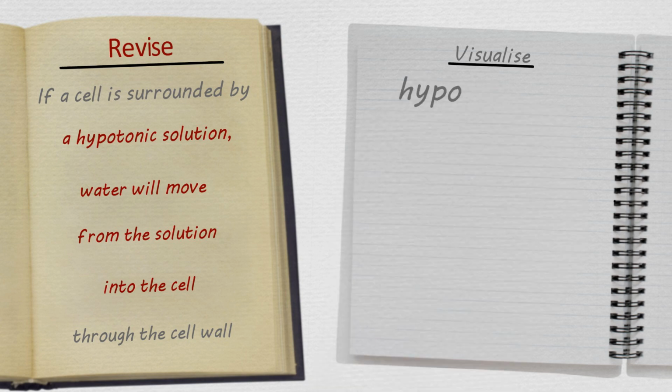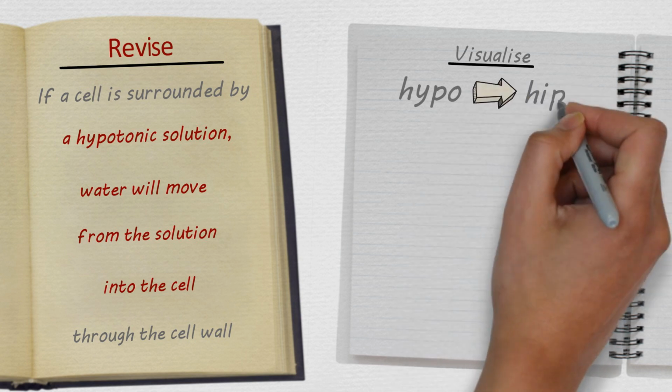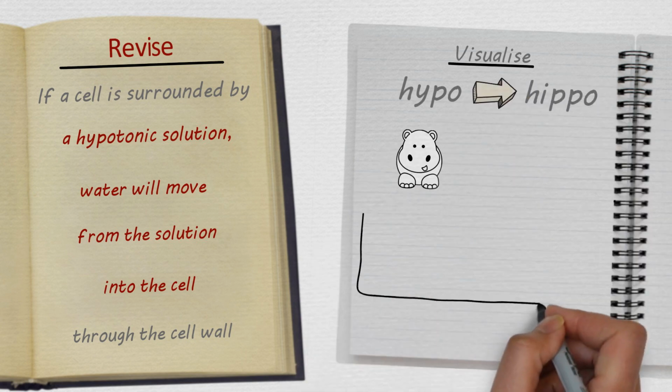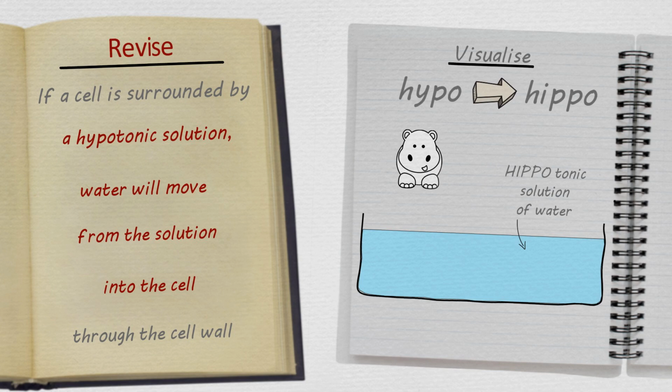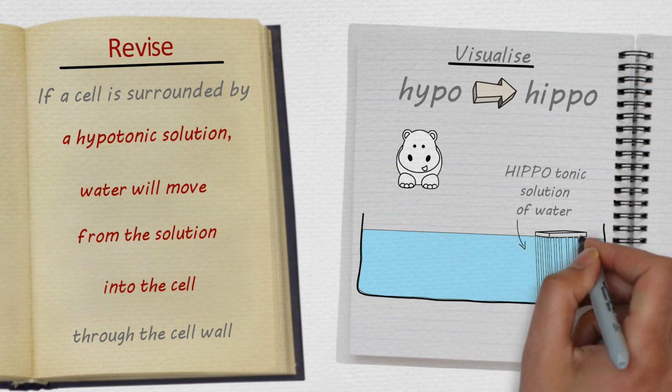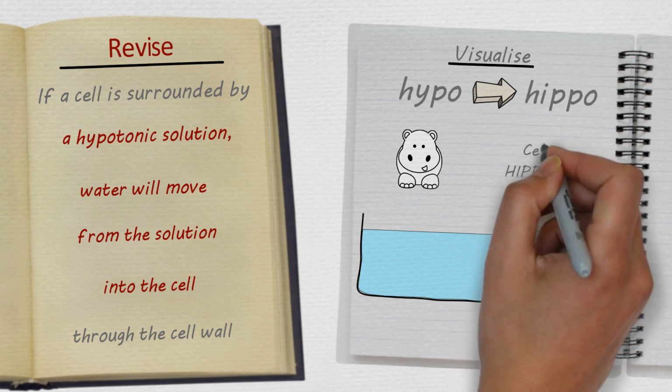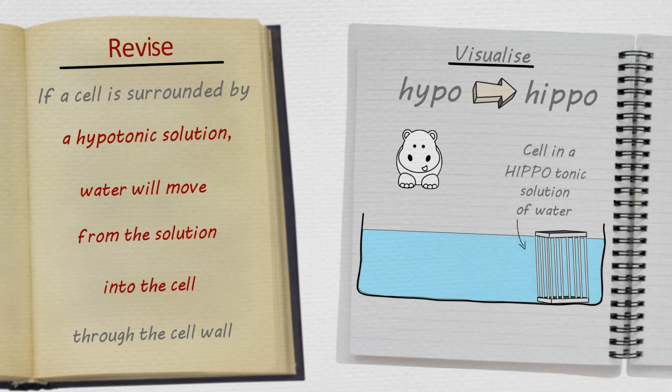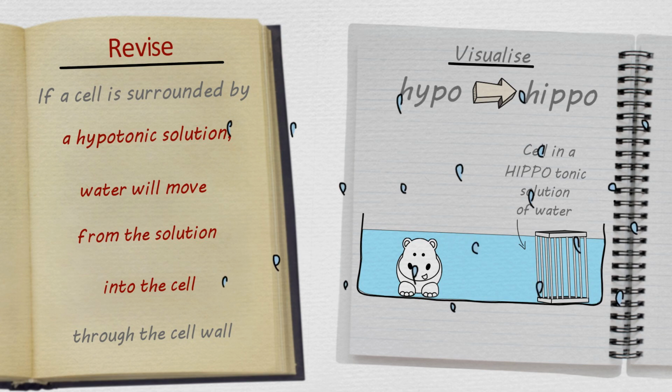When we see hypo in the word hypotonic, we think hippo. So imagine you're in a swimming pool which is made up of a solution of water, like, say, salty water. In the pool, there's one of those shark cages. It's like a cell surrounded by water. And then, a hippo jumps into the pool. What do you do? You get into that cell as fast as you can. Why wouldn't you?